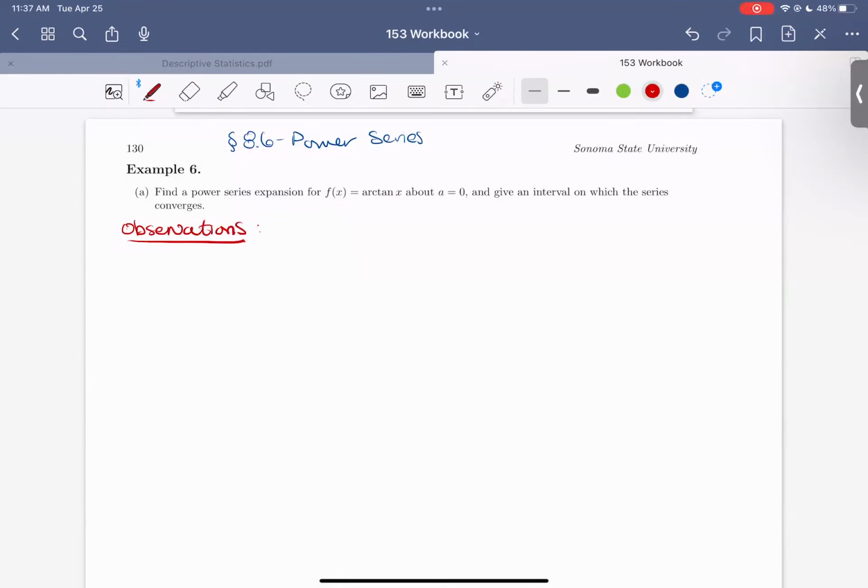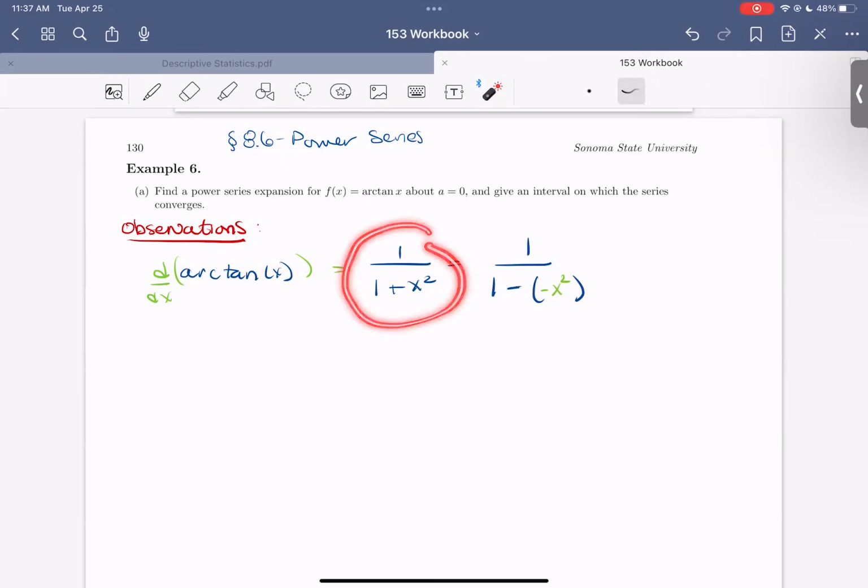All right, our observations. So let's recall that the arctan of x, if we compute its derivative, so look at the derivative with respect to x, what is that? What are some things we know about arctan? Well, we know that derivative looks like 1 over 1 plus x squared. Now, 1 over 1 plus x squared looks a lot like 1 minus something, where that something is minus x squared. So I can see that the derivative of arctan of x looks like 1 over 1 minus something. And where have we seen 1 over 1 minus something before? Well, in this section.